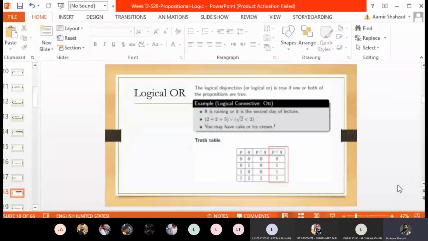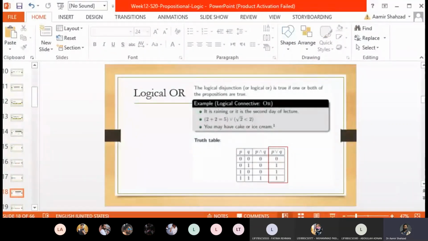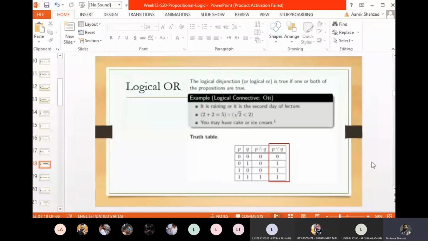It is raining or it is the second day of the lecture.